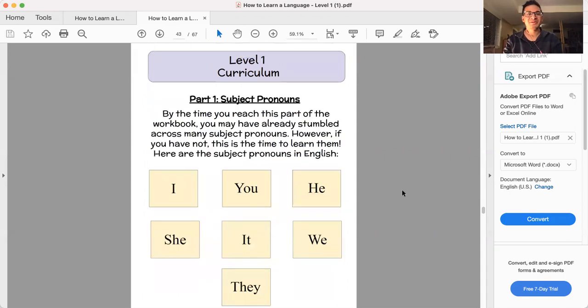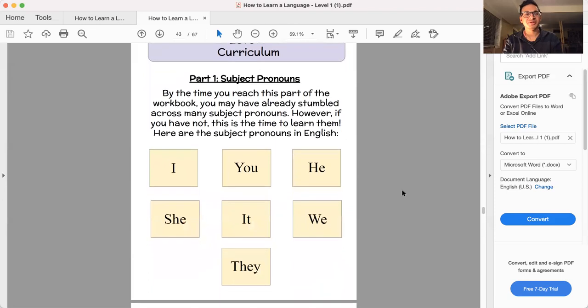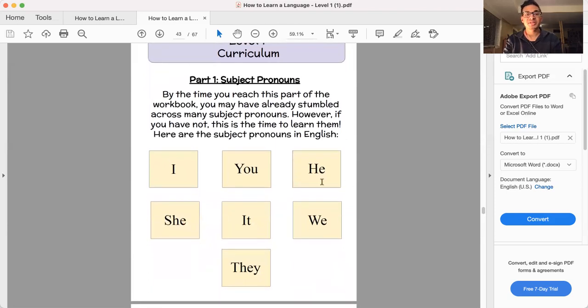Okay. So we're going to start with these subject pronouns here. In English, we have 1, 2, 3, 4, 5, 6, 7 major subject pronouns. These are the subject pronouns that I've written on the screen. We have I, you, he, she, it, we, and they. Other languages have different numbers of subject pronouns. For example, in Gujarati, a language I speak, we have hun, which is I.